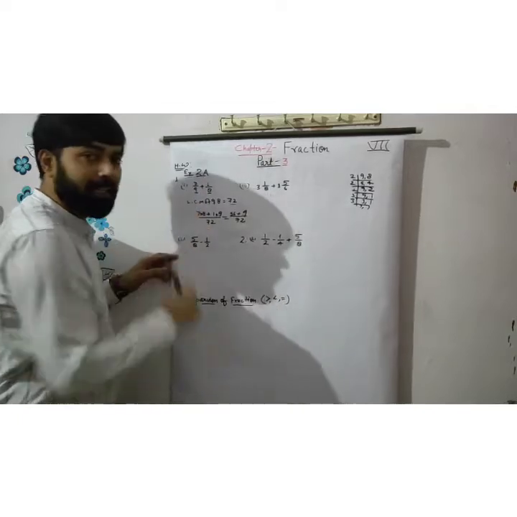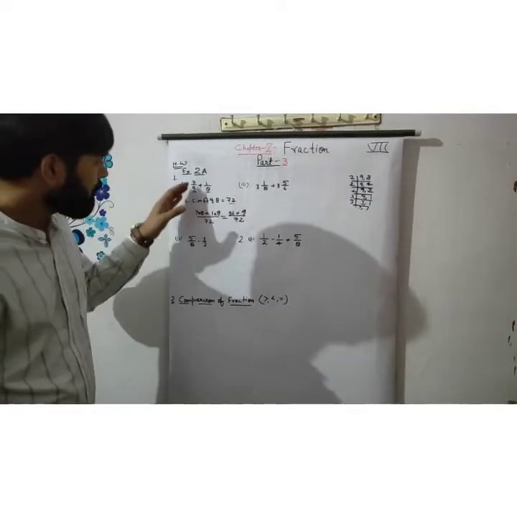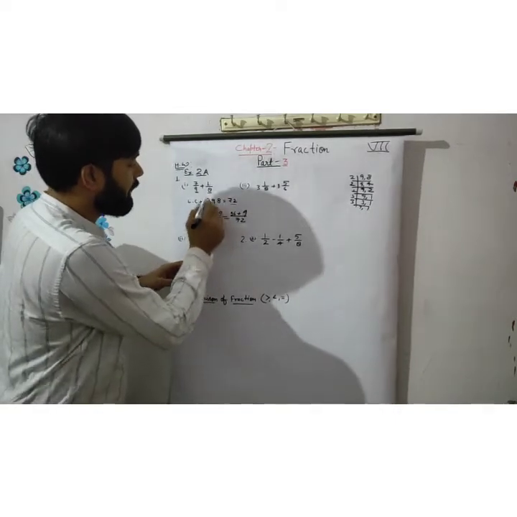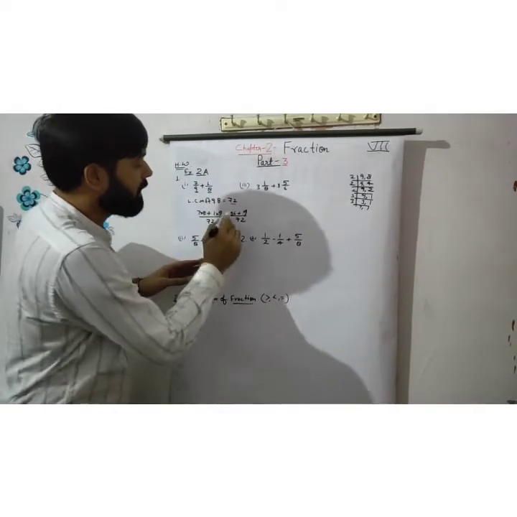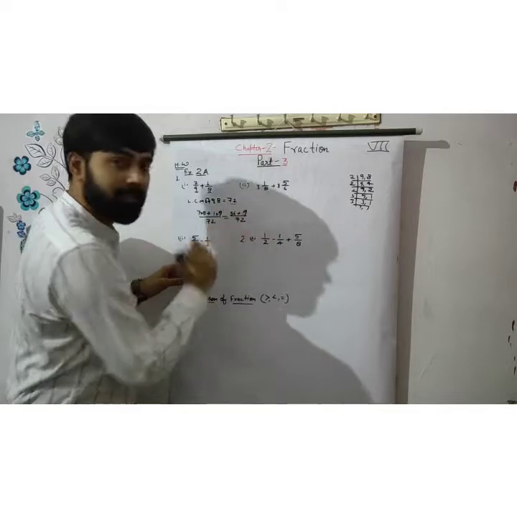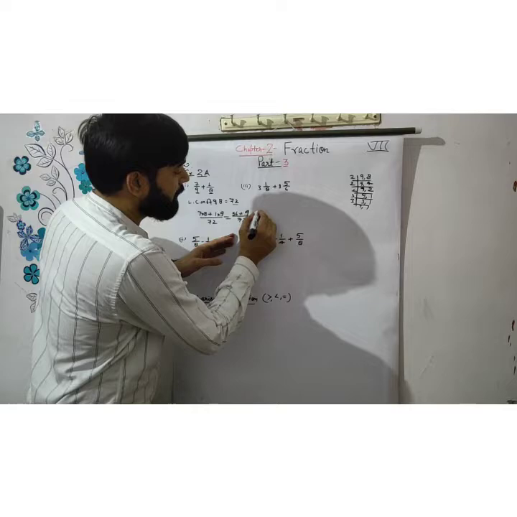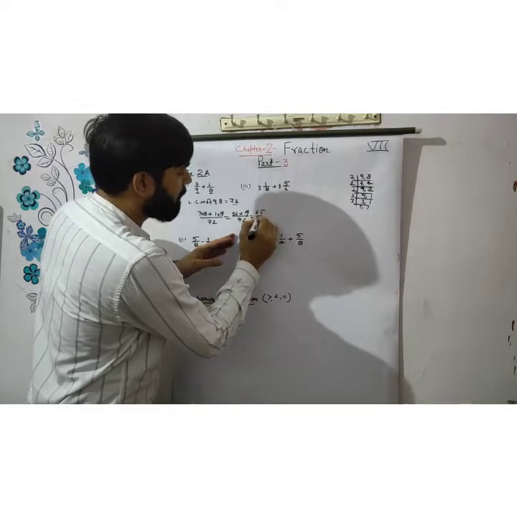Then we divide 72 by 9 and we get 8, so 7 multiplied by 8, plus 72 divided by 8 is 9, so 1 multiplied by 9. Then 7 8s are 56 and 9 1s are 9, over 72. 56 plus 9 is 65 upon 72.